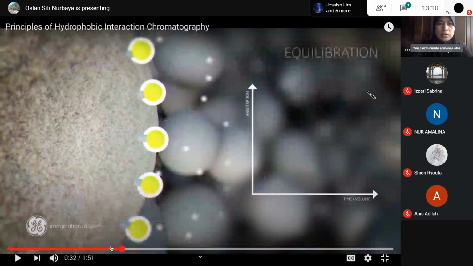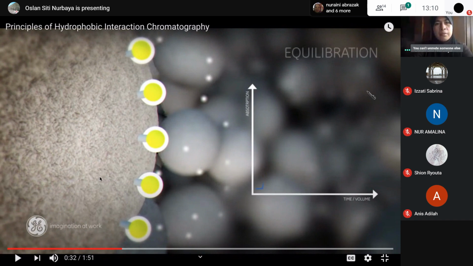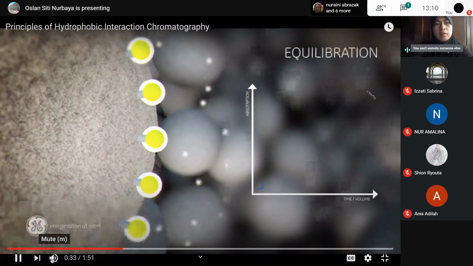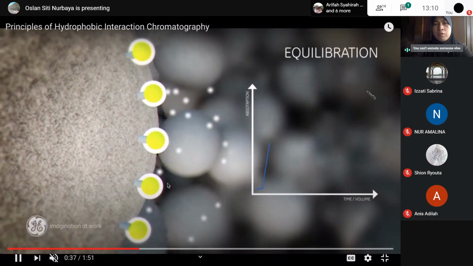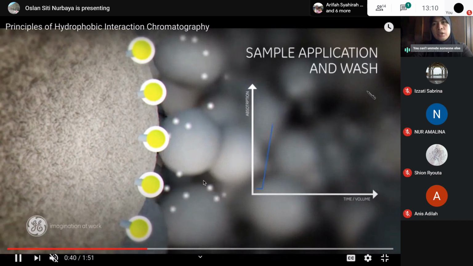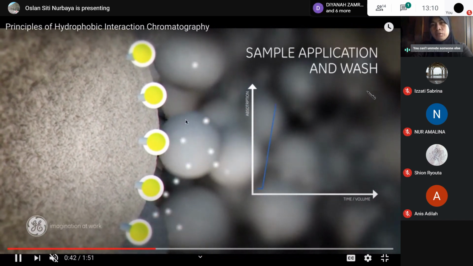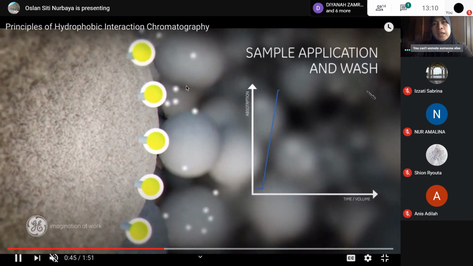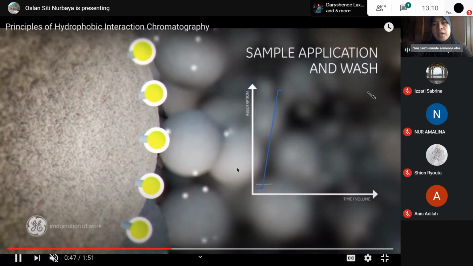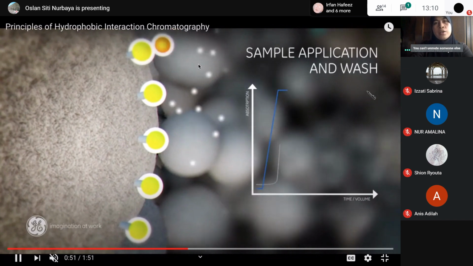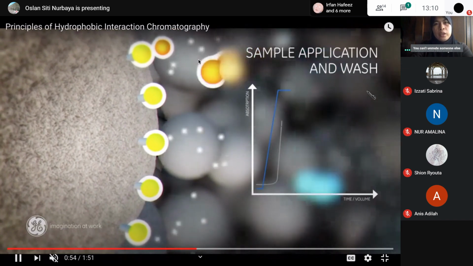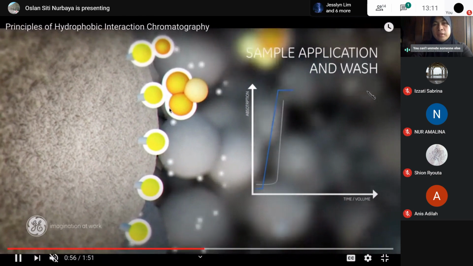Okay, so what happened now? This is your HIC matrix, and then there will be salt being used to equilibrate the column. Okay, salt is quite a high concentration. It has been used, and then after that, this is where, in the gray graph, you're going to apply your sample. So your sample will bind to this matrix.